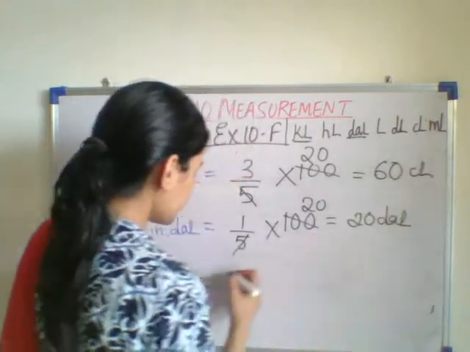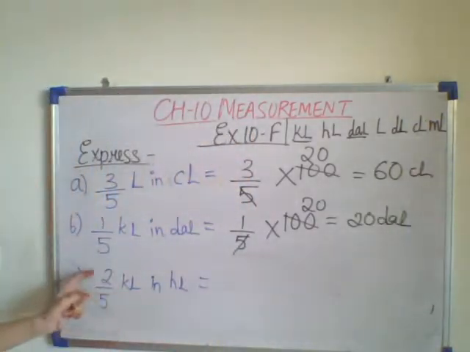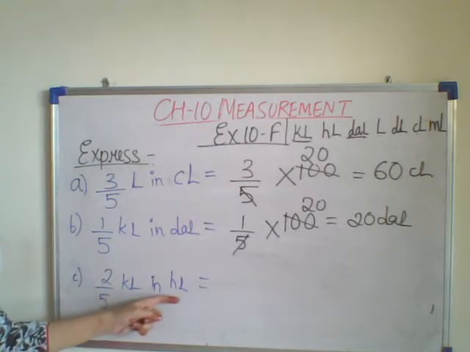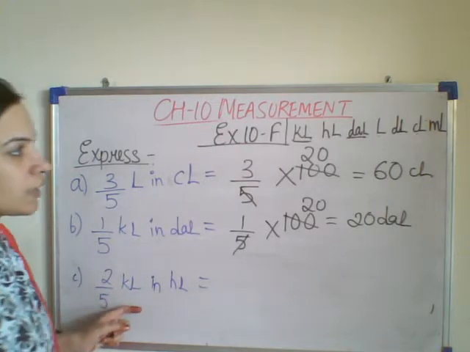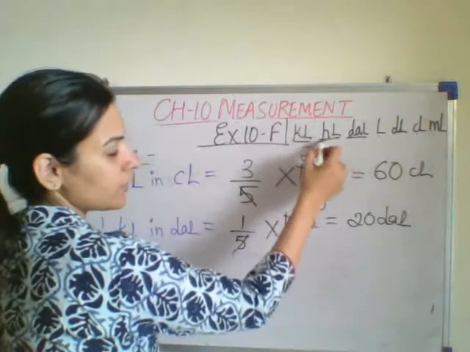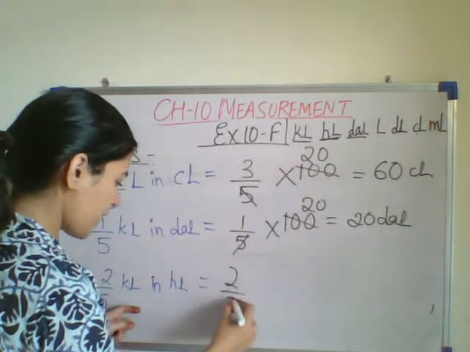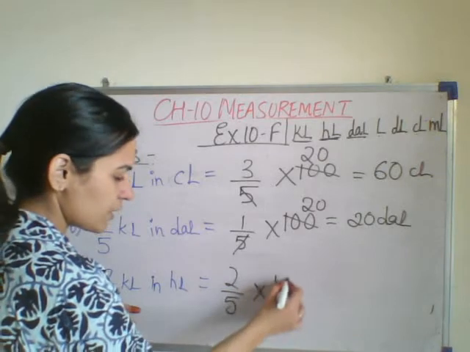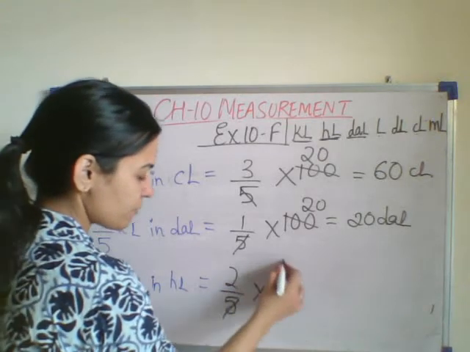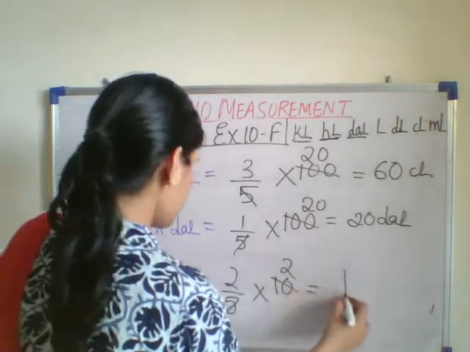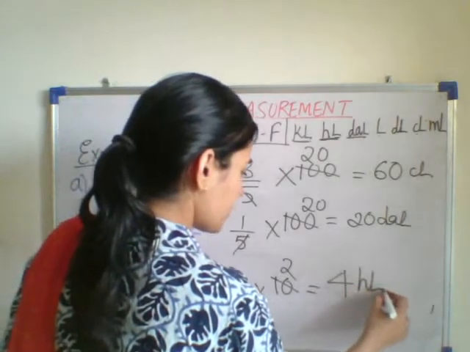Here it is centiliter. Now this one, 2/5 kiloliter in hectoliter. Kiloliter, this one hectoliter, only 1 step away. So 2/5 multiplied by 10. 5 ones are 5, 5 twos are 10 and 2 twos are 4. So it is 4 hectoliter.